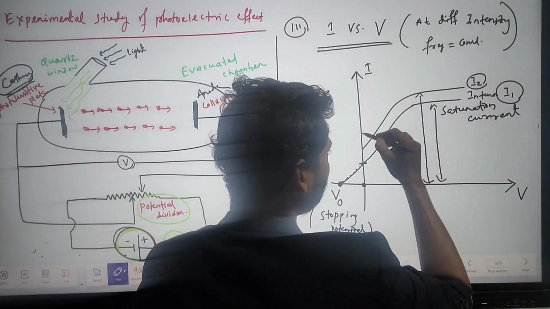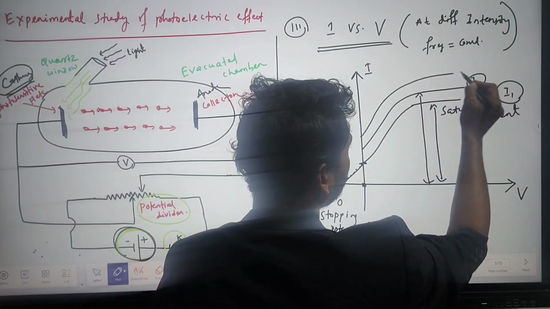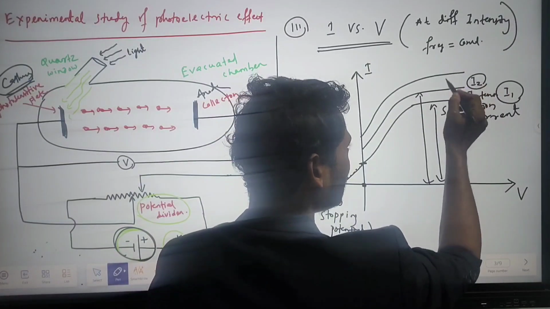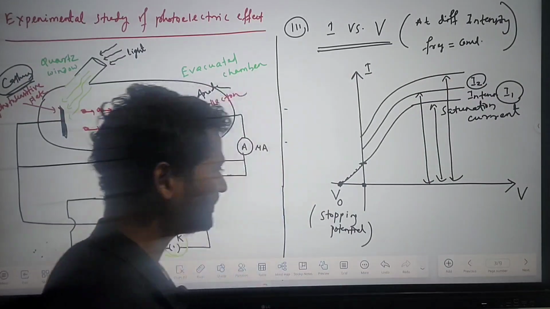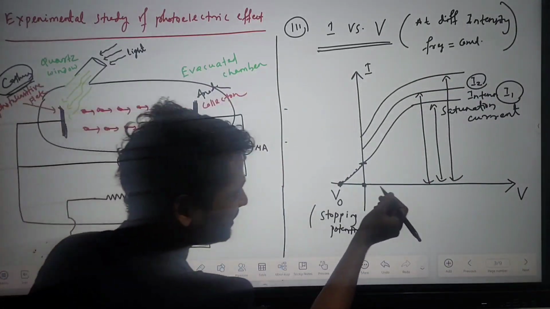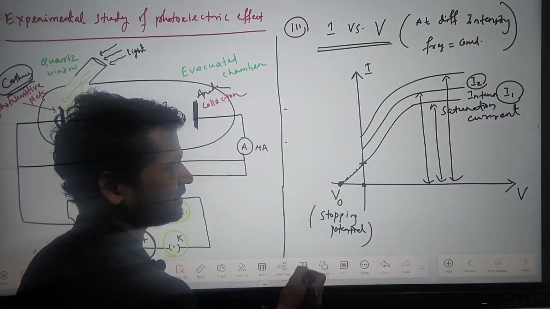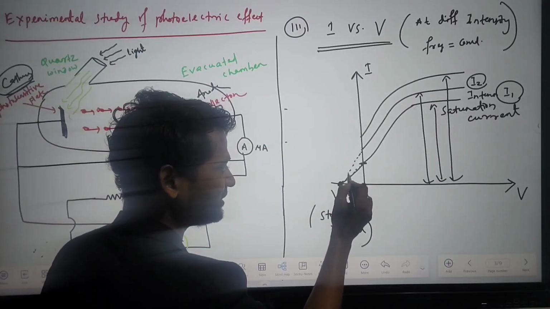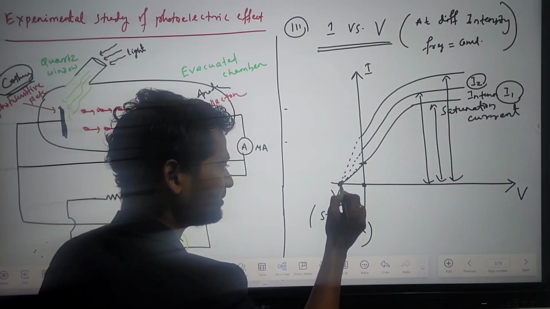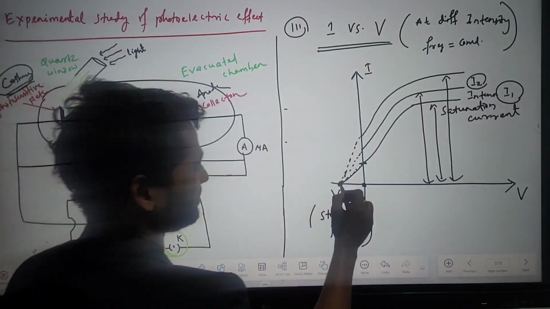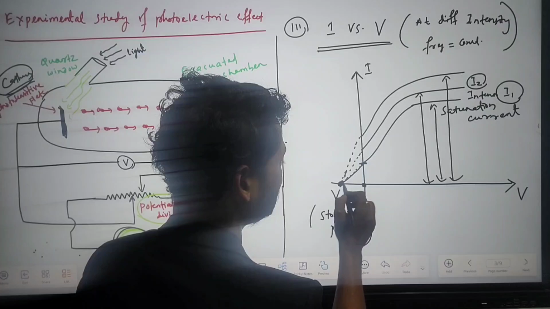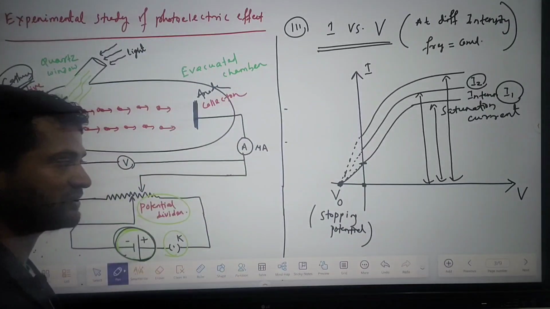Understood. Then for the third intensity, if we again increase the intensity, the saturation current also increases, but the nature will be the same. Then what will happen if we decrease the potential? For a particular potential, the acceleration of electrons stops, meaning the photocurrent will be stopped at this particular potential. This potential is called the stopping potential.